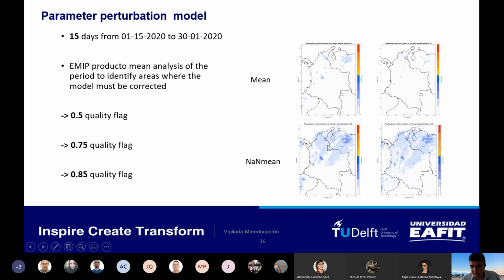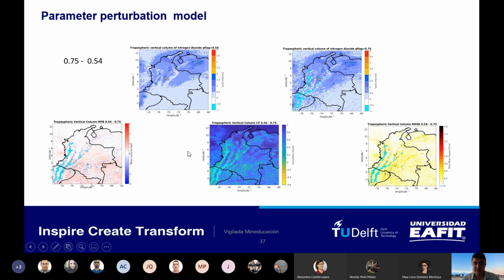Here is the comparison between the 0.54 and 0.75, taking into account that many of these data have non-values because the filter removes them. So if you are going to take the mean of the data, take into account the NaNs, because if not, you are going to decrease the overall magnitude.